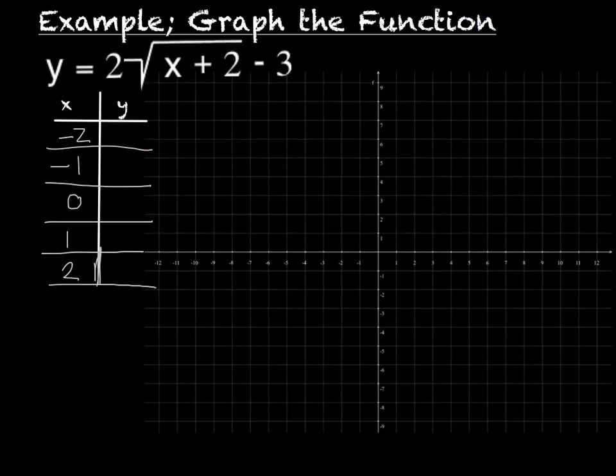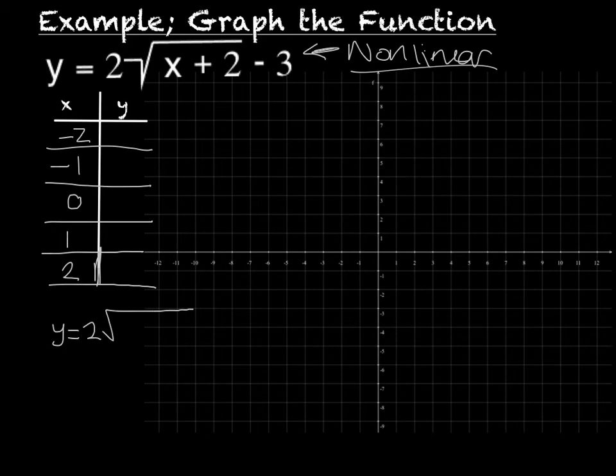Okay, so again, in this next one, we should notice right off this is not linear, and that is because there's a square root in it, so it can't be a linear function. So we're going to do the same thing we did before, where we set it up as y equals 2 times the square root of our x that we're going to change, so we're going to put in different x values, plus 2 minus 3. So we just substitute in different values for x to find our new y.